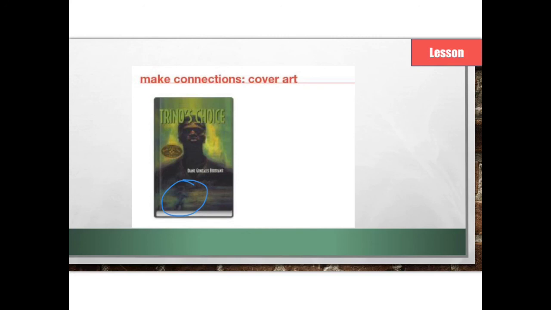Pause right here and look at your own book cover of the book that you are reading. What do you notice? What made you decide to give this book a chance? Is it like another cover of a book that you've read? Pause, look, then come back.